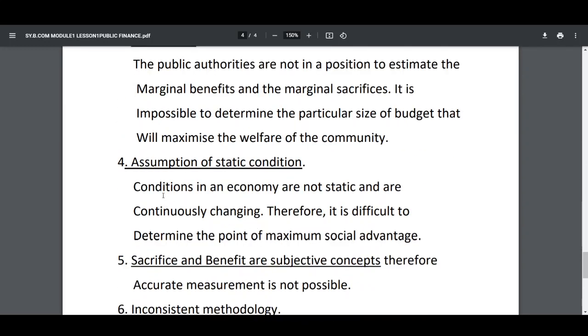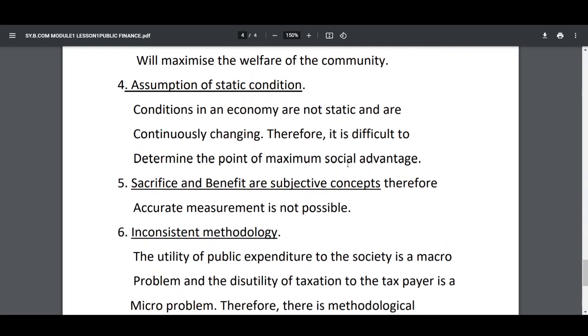Now, fourth criticism, assumption of static condition. This theory is based on static conditions, but the economy is dynamic and it is continuously changing. Therefore, in such changing situations, it is difficult to determine the point of maximum social advantage. Now, fifth criticism, sacrifice and benefit are subjective concepts and not objective. Objective means which we can measure. Subjective means which we cannot measure accurately. Therefore, accurate measurement is not possible.